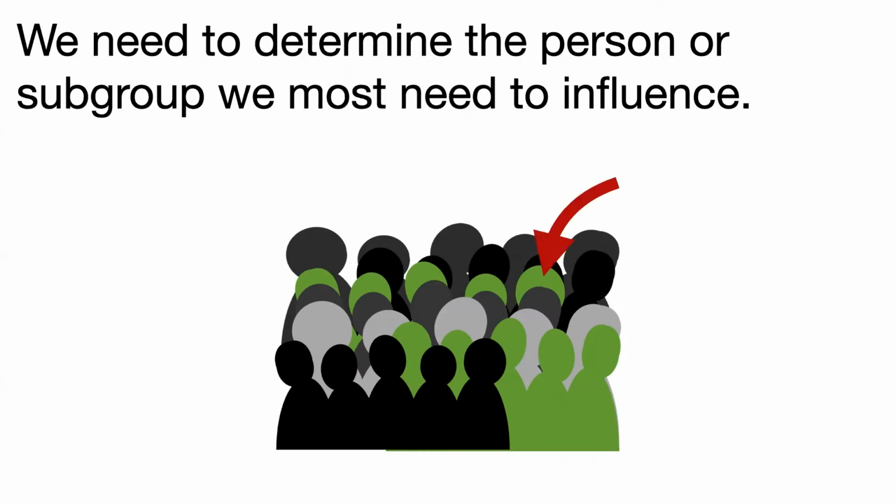What we need to do is determine the person or subgroup we most need to influence in our audience. That doesn't mean we exclude the rest of our audience. It just means that when we're fine tuning our presentation, we've got a very specific target audience in mind. Once we do that, we can start planning our presentation according to our audience's unique characteristics.